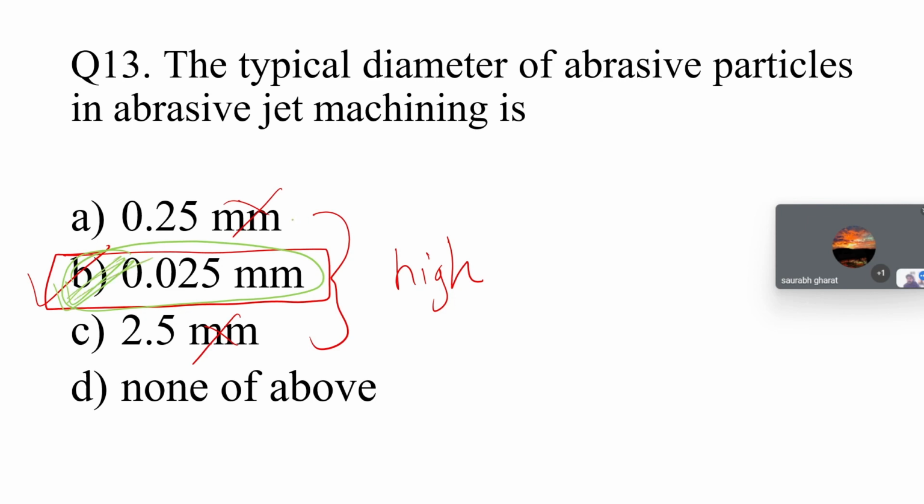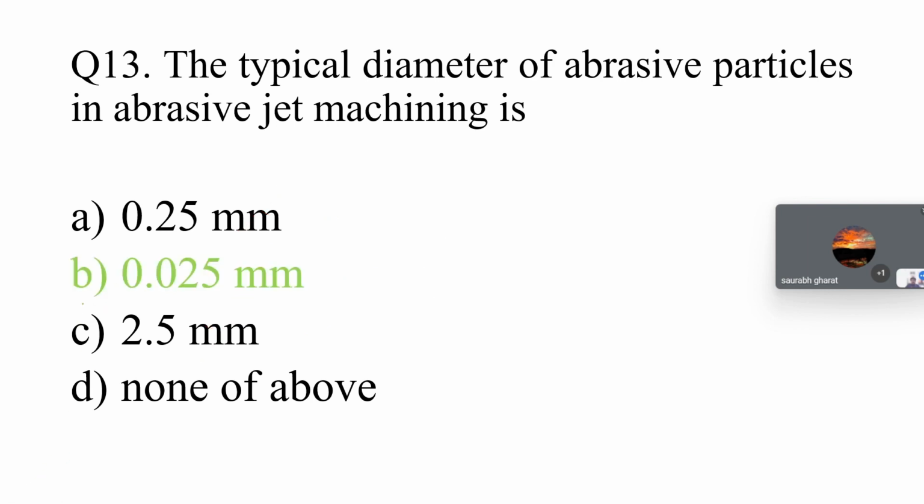Okay, because I told you this is high. So only this will be a correct answer because it is small. So we need the small part only. As it is a small particle, it will have a better surface finish and more control over the machine. So we will go with the smaller abrasive particles. Okay, this is the correct answer. I told you.